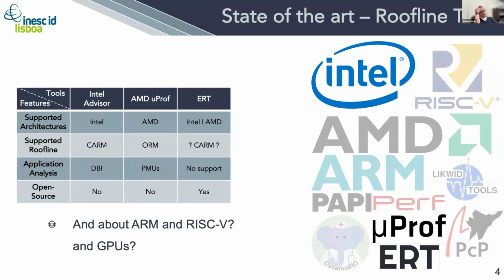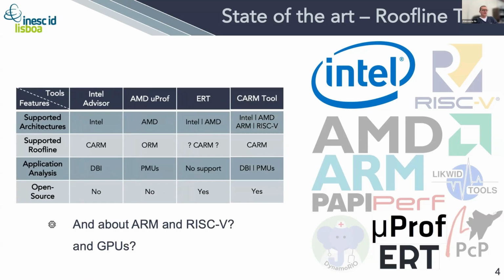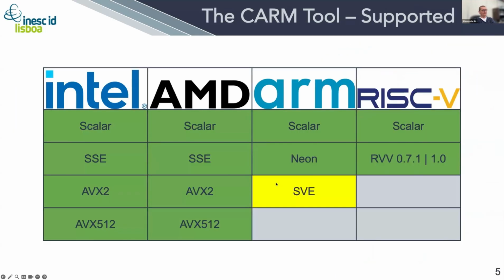Having that in mind, the tool that we are proposing, or that we developed, the CARM tool, actually covers all major vendors and ISAs in the CPU department, which are Intel, AMD, ARM, and RISC-V. It fully supports CARM benchmarks that are embedded in the tool, which means that the model automatically gets constructed, and we support both types of application analysis, which are counter-based, based on PMU, and based on dynamic binary instrumentation. And it's fully open source. You can find it on our GitHub, which I will share very soon.